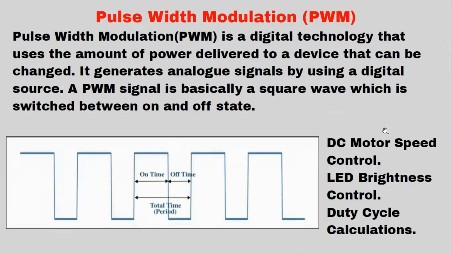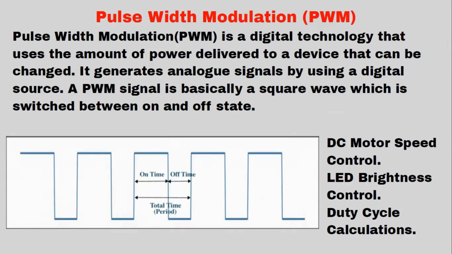Next slide. Again, one more important topic, that is pulse width modulation, we call it PWM. So what is pulse width modulation? Pulse width modulation, PWM, is a digital technology in which the amount of power delivered to the device can be changed. It generates an analog signal by using a digital source.